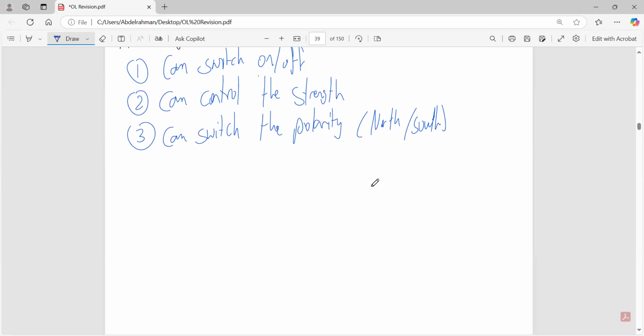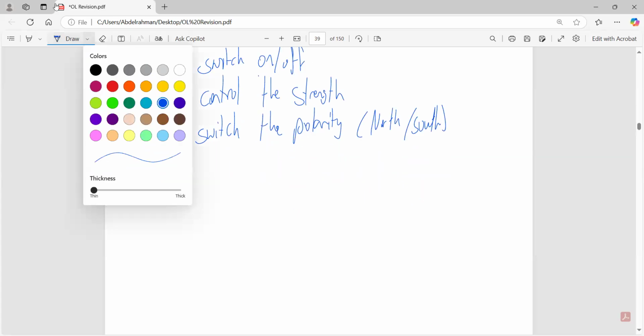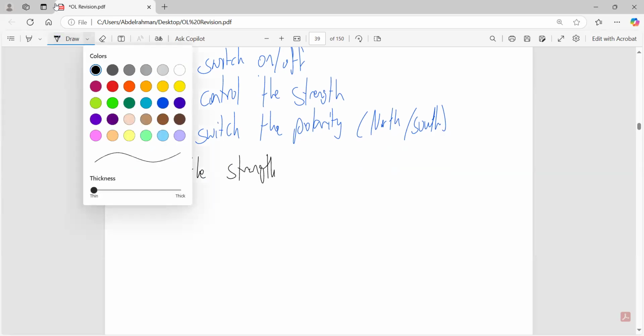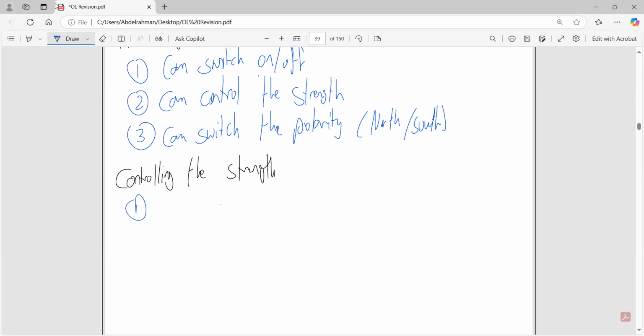How can I control the strength of this electromagnet? First of all, you can increase or decrease the current. The current affects the magnetic field. It's directly proportional. As you increase the current, the magnetic field increases. As you decrease the current, the magnetic field decreases.